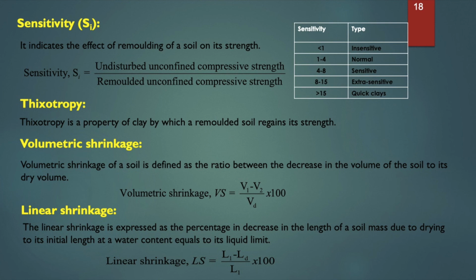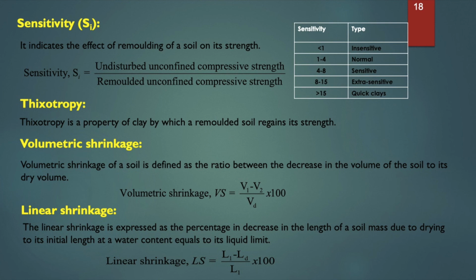Generally, thixotropy comes from the plasticity behavior of the soil and depends on the type of mineral and the type of pore fluid of the soil. Now, when we take an expansive soil and put it for drying, the soil volume will decrease.